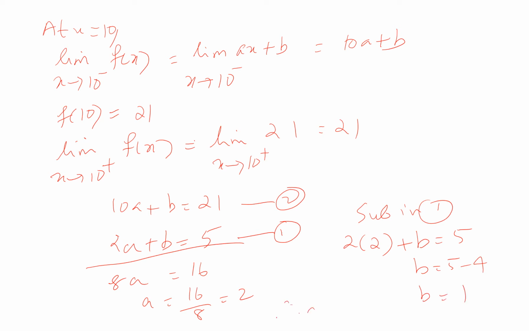So we got the value of a as 2 and b is equal to 1. Now look at this question. Evaluate limit x tends to 0 sin 4x by sin 3x. Remember, we have studied limit x tends to 0, sin x by x is equal to 1. So we are going to make use of this.